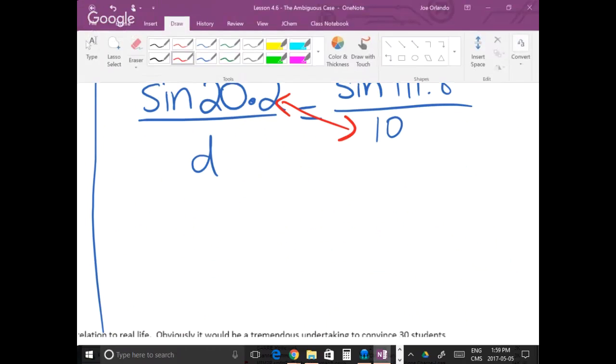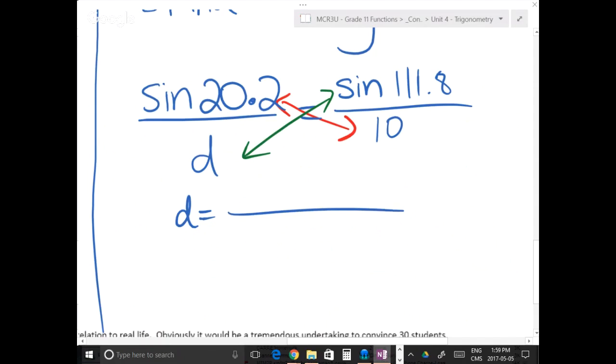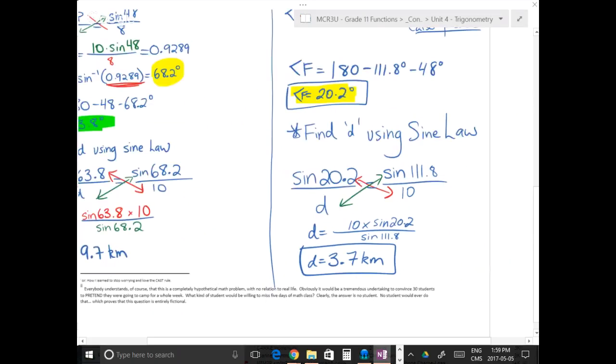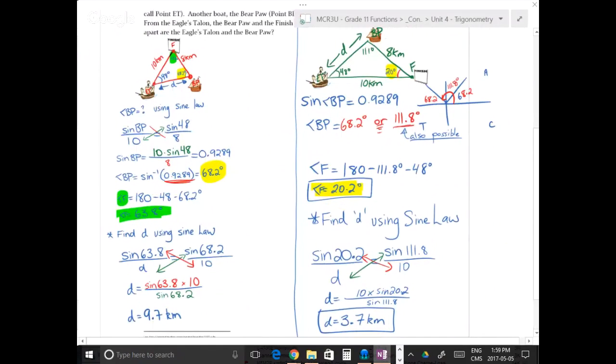It does work by math. And we would get d equals what? We have 10 times sine 20.2, divided by sine of 111.8. Does that make sense? And when we do that, what do we get for d? 3.7? You've got lots of time. Still not going to make it, but that's okay.